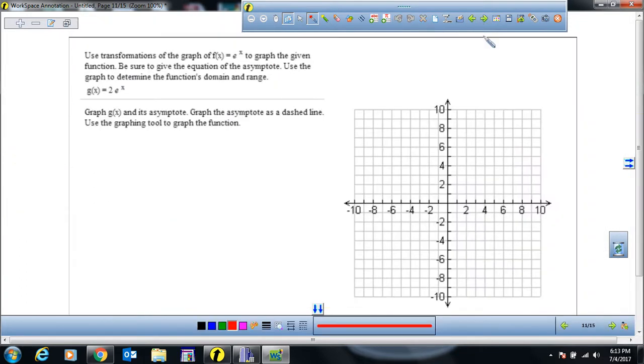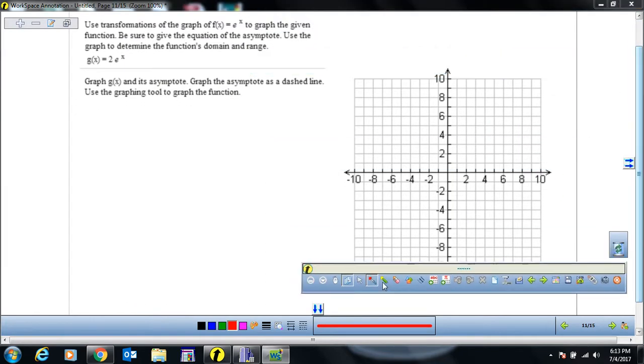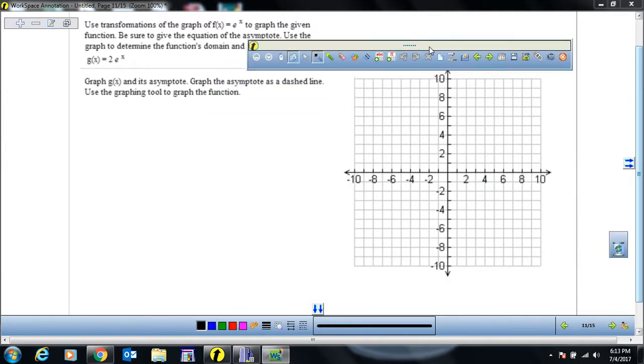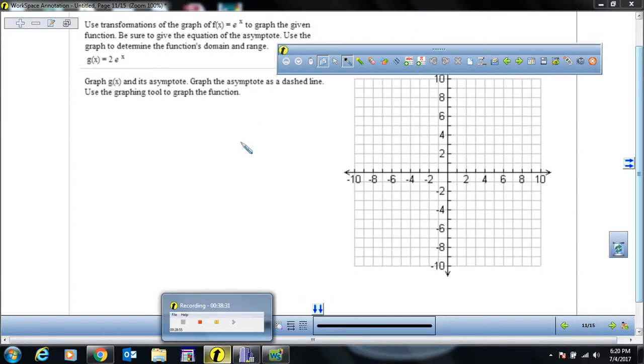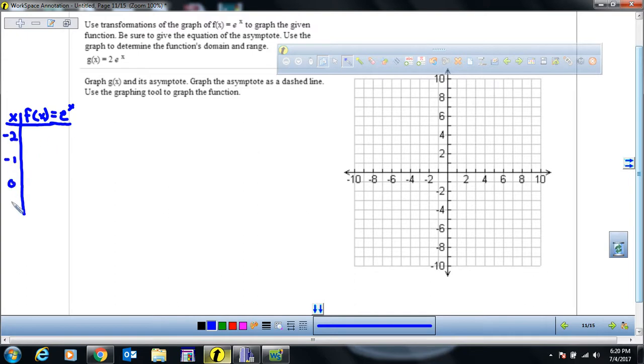Next question. Now we're going to do this transformation. So we're going to use transformations of the graph of e raised to the power of x to create the graph g of x equals 2e raised to the power of x. This will be the last one that we're going to analyze here. So basically, we're going to do the same thing. Negative 2, negative 1, 0, 1, and 2.